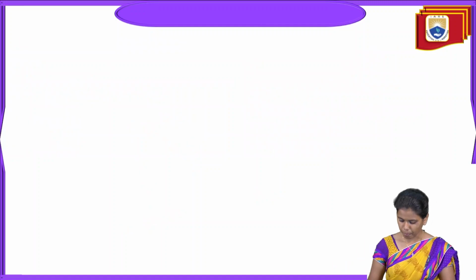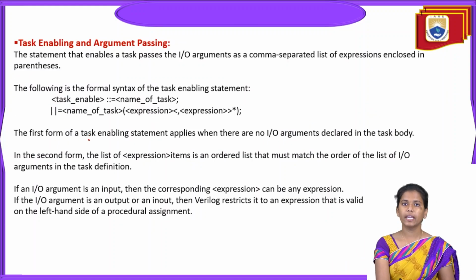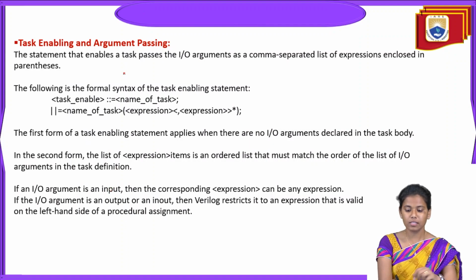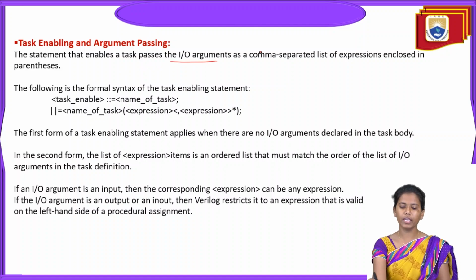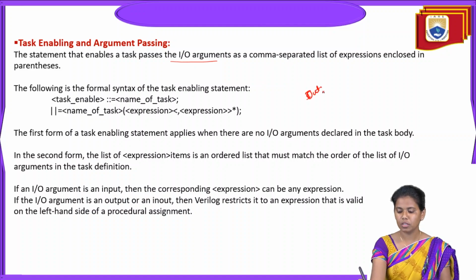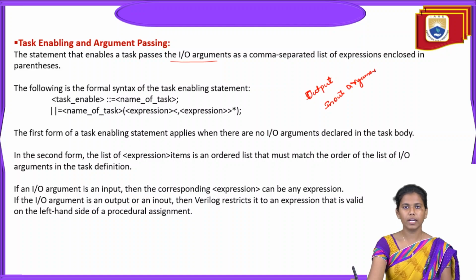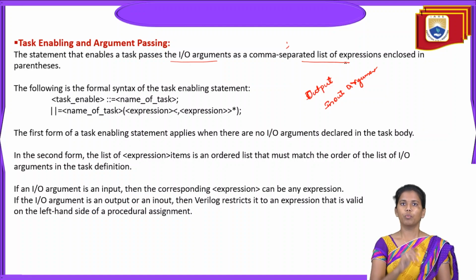Now we see the task enabling and the argument passing. So what is this task enabling? It is the statement that enables a task and passes input and output arguments, right? Here in the task we observe that the return values can be in terms of output, and also in terms of inout arguments, right? So the statement enables a task with respect to inout arguments, like how: one thing is a comma-separated list of expressions.